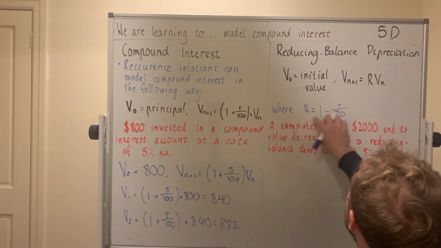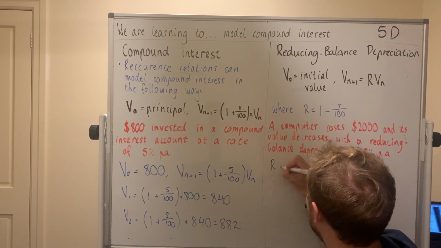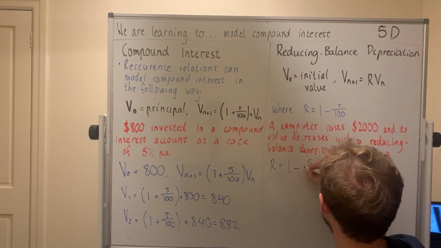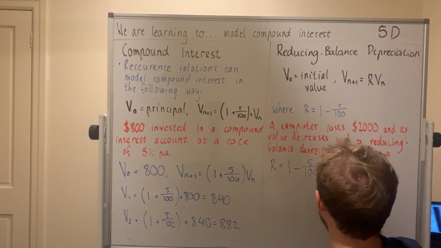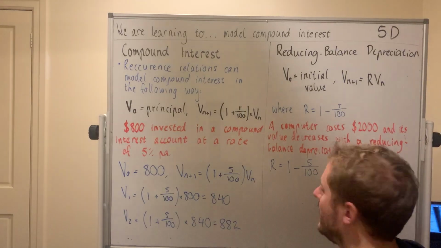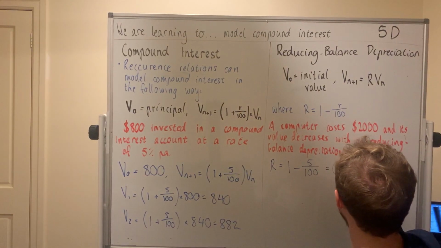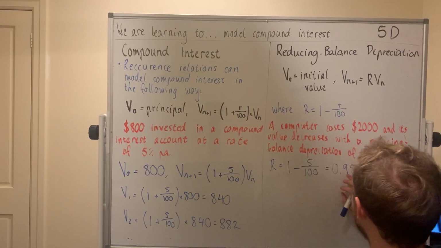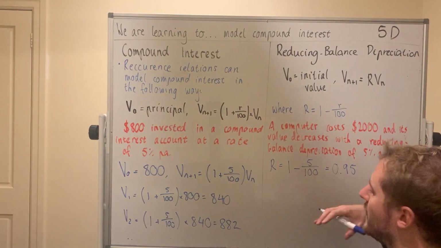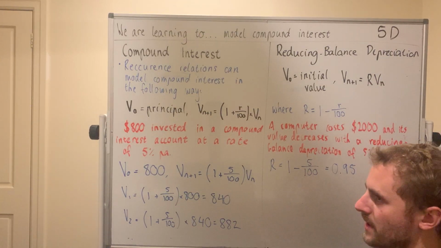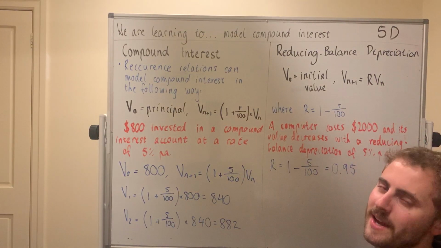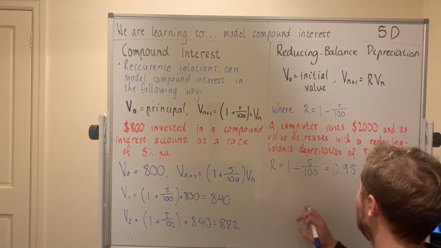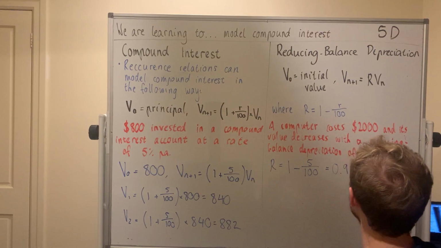Okay, so with this one, let's calculate this R value here first. So R is equal to 1 minus whatever the rate is over 100. Alright, you can do that in your head or on a calculator. It'll come out to 0.95. What that 0.95 means is, because it's losing 5% of its value every year, that means it's retaining 95% of its value each year. So it's losing 5, but keeping the remaining 95. That's what that 0.95 is doing.